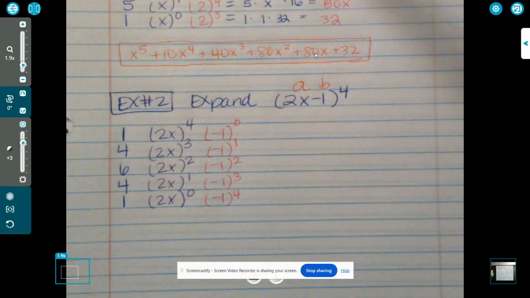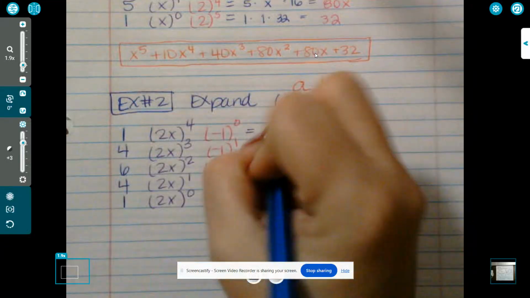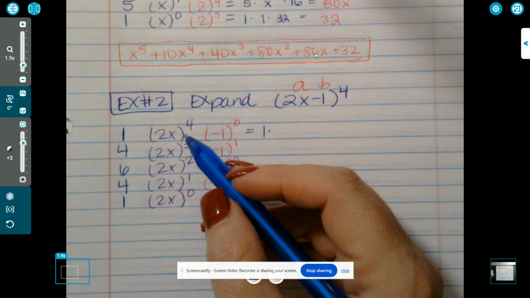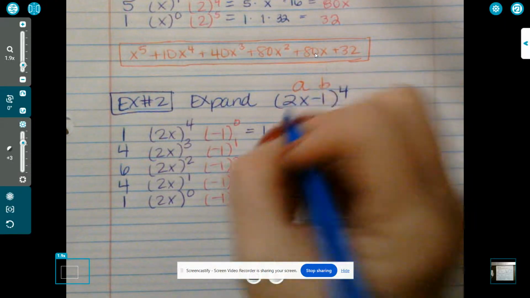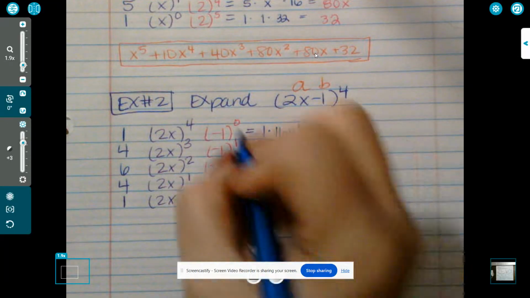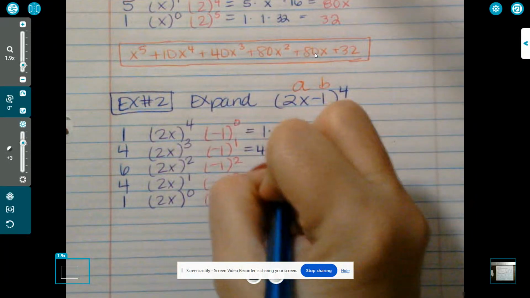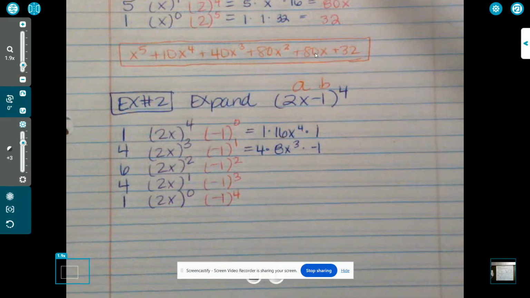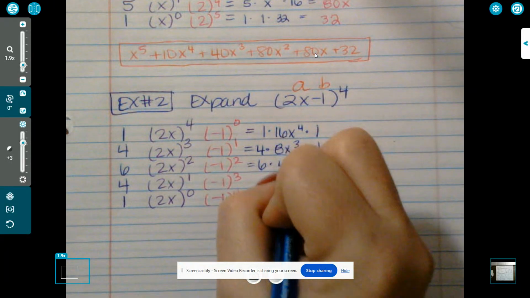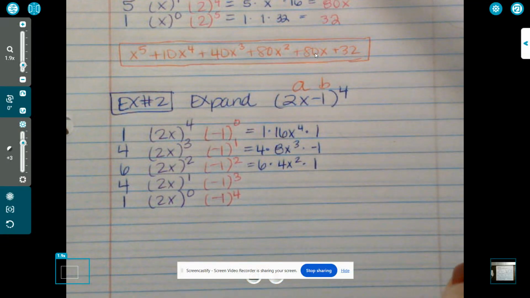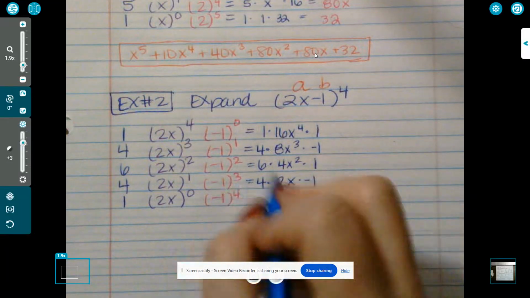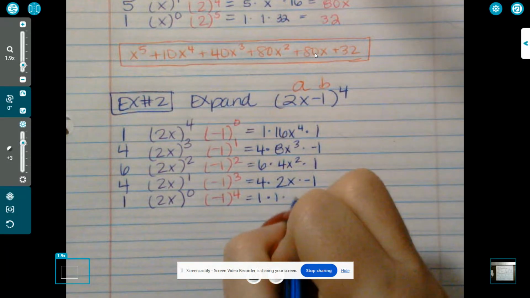All right, so now let's simplify this out. All right, so we've got 1. Now, 2 to the 4th, or 2x to the 4th, sorry. You're going to have to do 2 to the 4th, which is going to be 16. And anything to 0 power is just 1. So then it's going to be 4 times 8x cubed times negative 1. And then 6 times 4x squared times positive 1. 4 times 2x times negative 1. And 1 times 1 times 1.